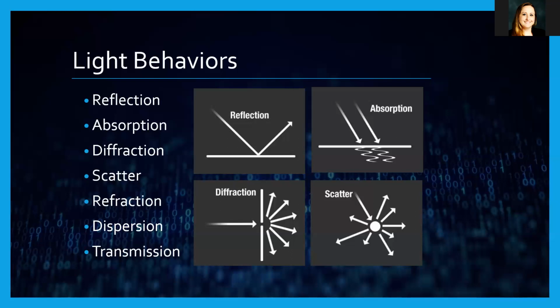Scattering is why the sky is blue. Shorter wavelengths, like blue and purple, are scattered by nitrogen and oxygen, which comprise most of the atmosphere. Longer wavelengths, like red and yellow, more easily move throughout the atmosphere uninterrupted.